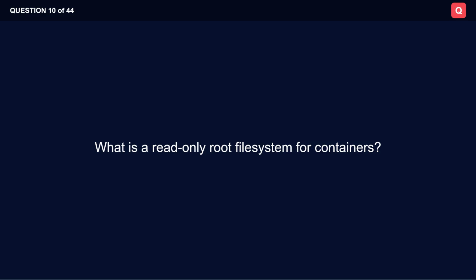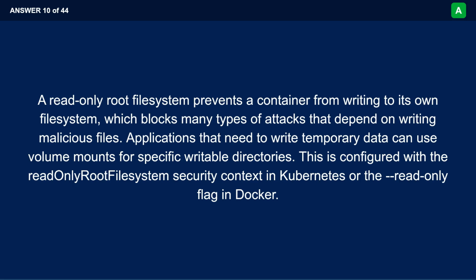What is a read-only root file system for containers? A read-only root file system prevents a container from writing to its own file system, which blocks many types of attacks that depend on writing malicious files. Applications that need to write temporary data can use volume mounts for specific writable directories. This is configured with the readOnlyRootFilesystem security context in Kubernetes or the read-only flag in Docker.